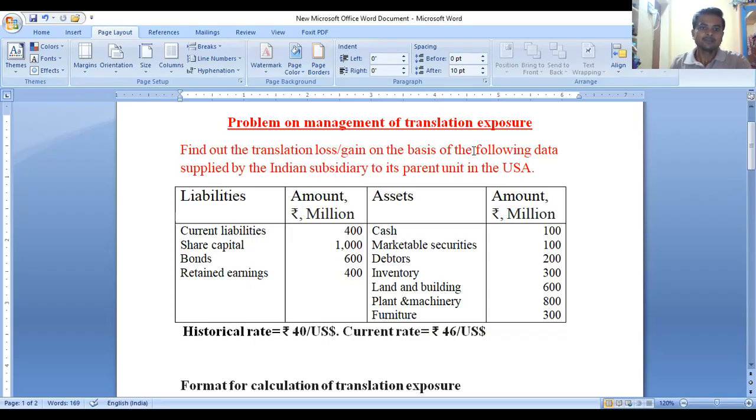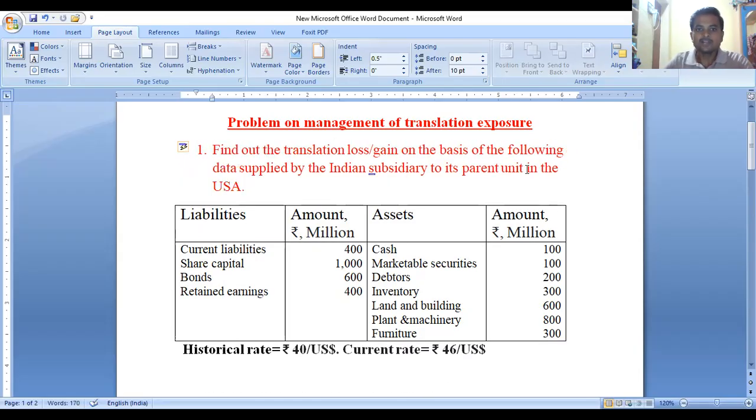The problem is to find out the translation loss or gain on the basis of the following data supplied by the Indian subsidiary to its parent unit in the USA. So here, two nations are involved in import or export of goods and services, India and the USA. Where is the subsidiary company located? Where is the parent company located? Here, in India there is a subsidiary company and the USA has the parent company.